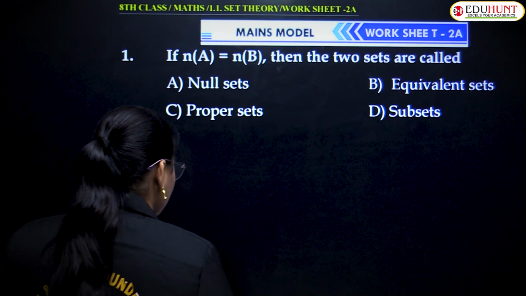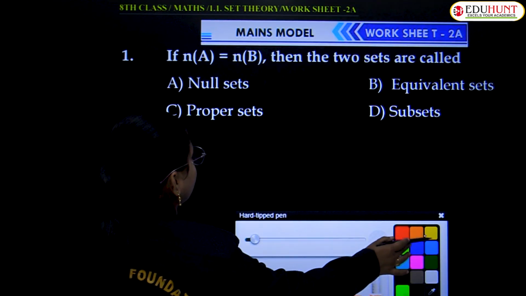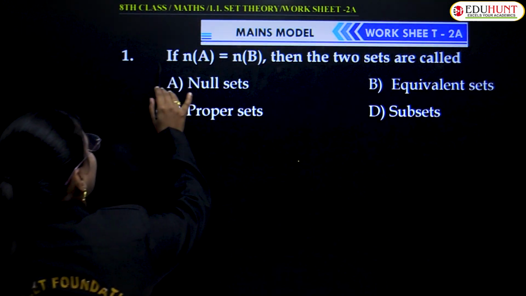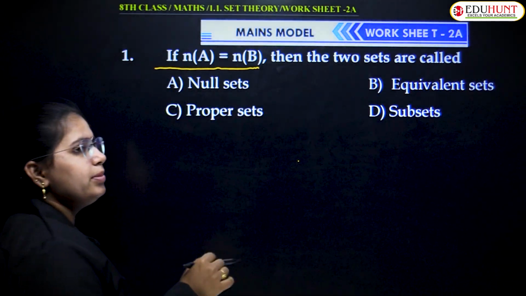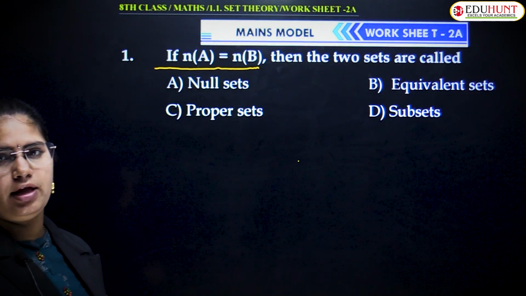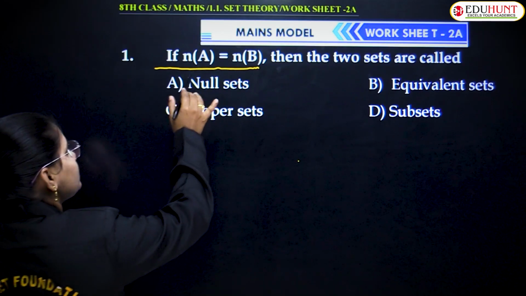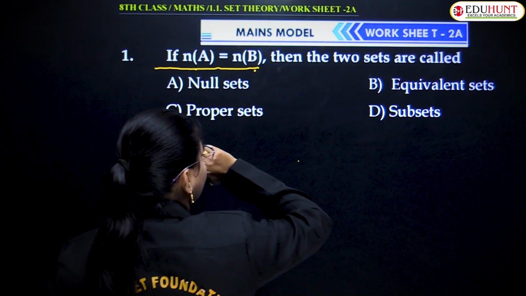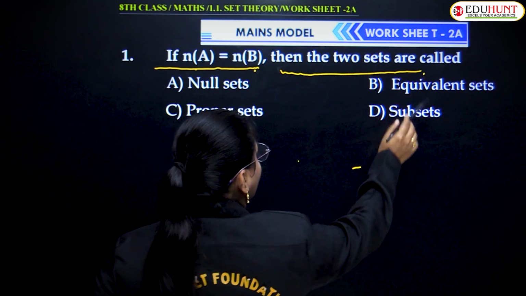Okay. So here comes the first question. What is the question here? If n of A means cardinality of A, this is the representation of cardinality of set A, right? So if the cardinality of set A is equal to the cardinality of set B, then the two sets are equal to dash.